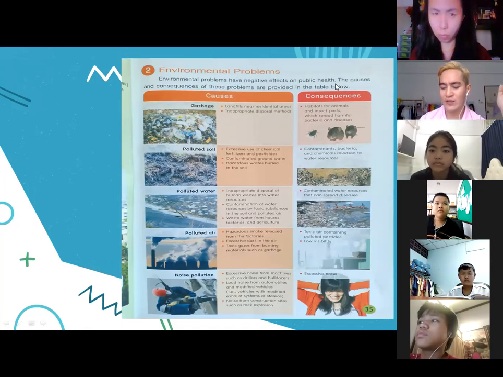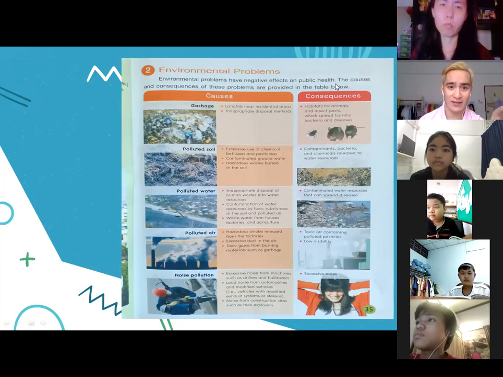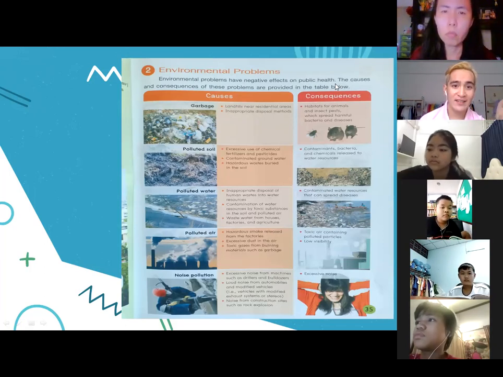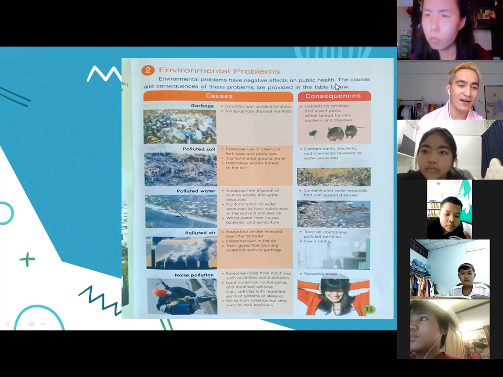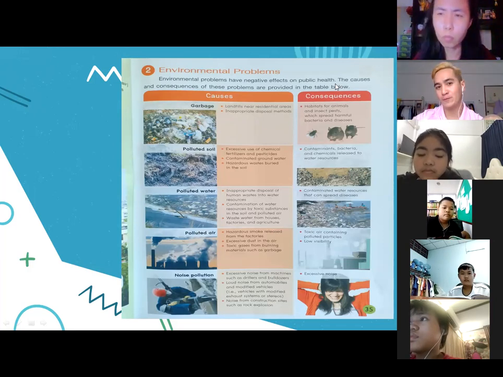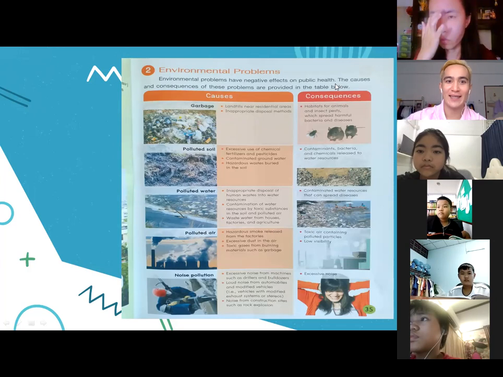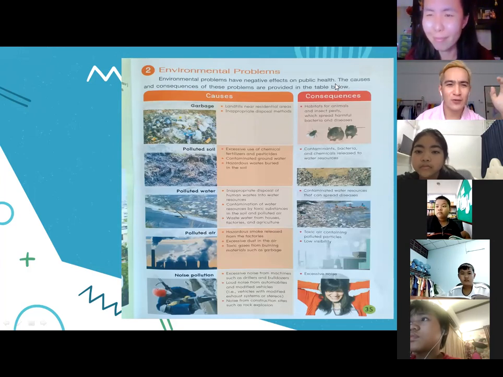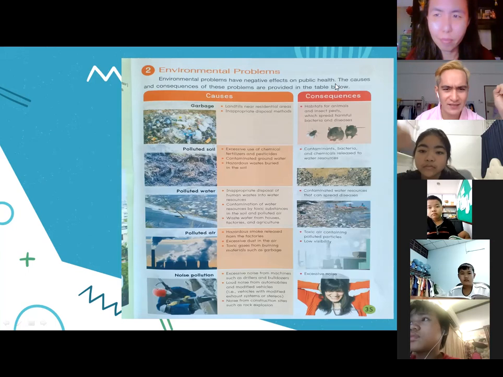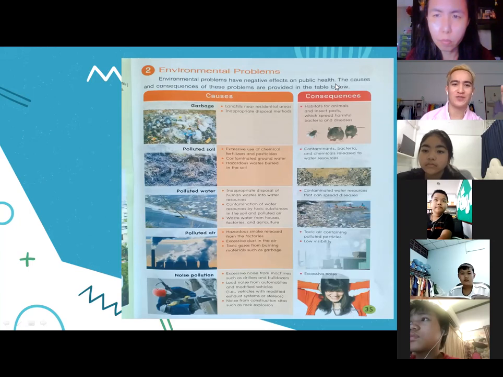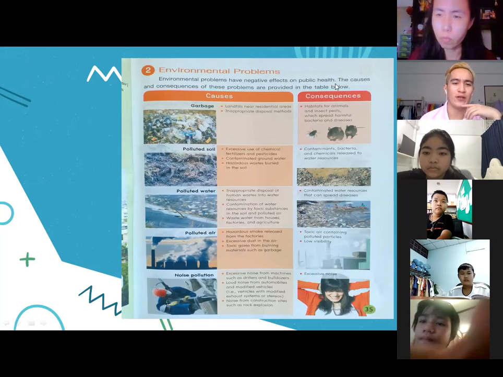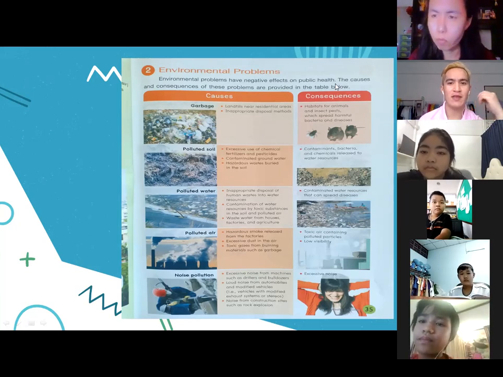When we say inappropriate disposal method, we have different types of trash cans in our school, am I right? The trash can for plastic, the trash can for paper, and others. What do you think is the reason we have this kind of trash? We have different kinds of trash cans. We have 3. Why do we have that? What do you think, Grade 6?